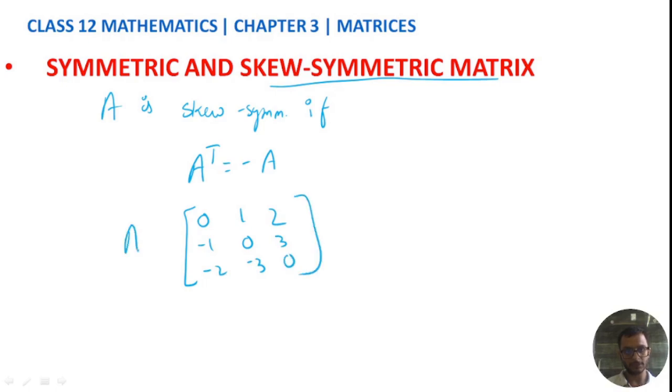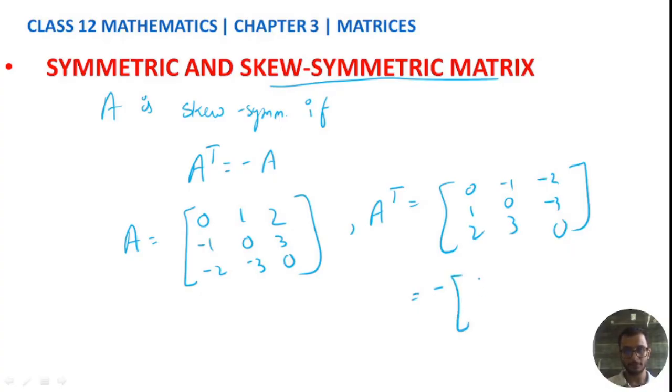So if I take this as A, then what will be A transpose? You should see it will be 0, 1, 2, minus 1, 0, 3, minus 2, minus 3, 0, which is minus of A. That is 0, minus 1, minus 2. If you take out minus common, or if you multiply with minus, what will you get? All elements multiplied by minus is the same as multiplying with minus 1.